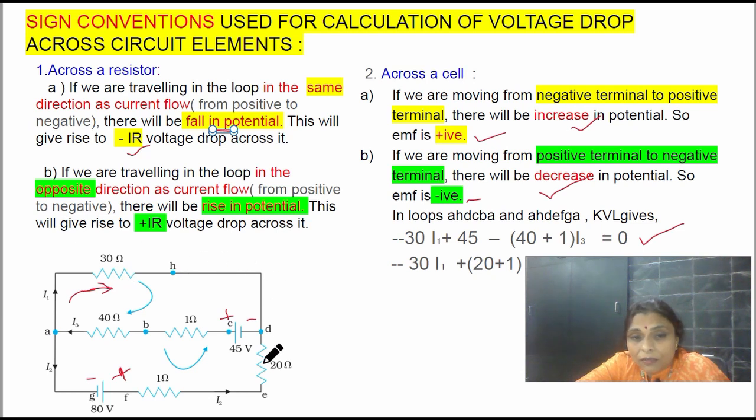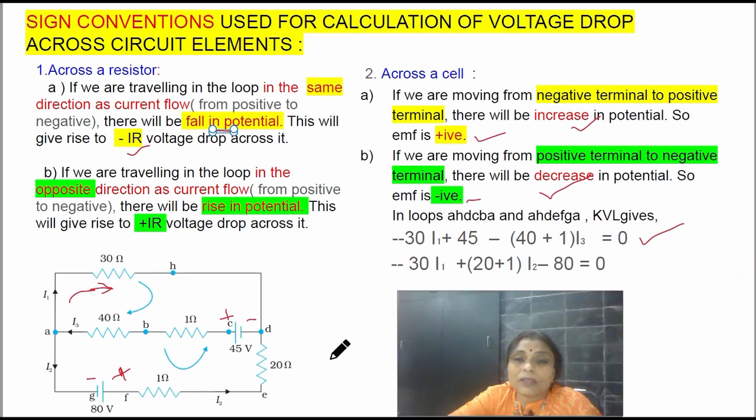Then we move to 20. Here the direction of current is opposite to our direction. Current is in this direction, we are going in the opposite direction, so it will be plus. And since they are in series, it is 20 plus 1 times the current I2. And we go from positive to negative, so minus 80 is equal to 0.